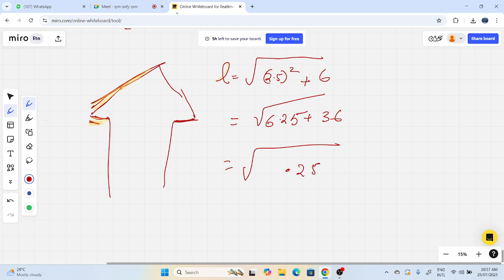It's 42.25. So guys, 42.25. How will we find the square root? Ma'am, what will the square root of 42.25 be? 6.5.